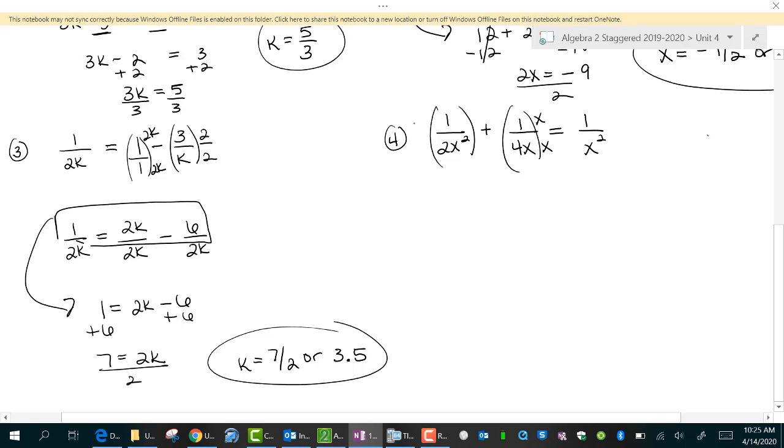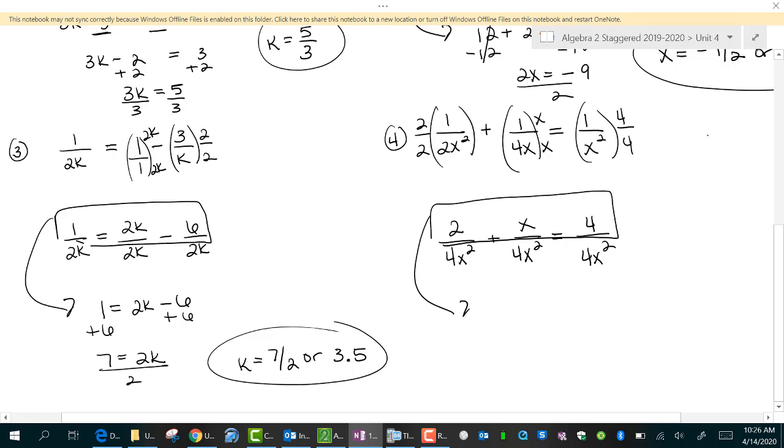So I'm going to multiply this first fraction by 2 over 2, because then I get 2 times 2x squared, which is 4x squared. And this last one I'm going to multiply by 4 over 4. So let me clean this up here and show you what I have. So I have 2 over 4x squared plus x over 4x squared equals 4 over 4x squared. My denominators are all the same, so I can focus on those numerators. So we get 2 plus x equals 4, subtract 2, and x equals 2.